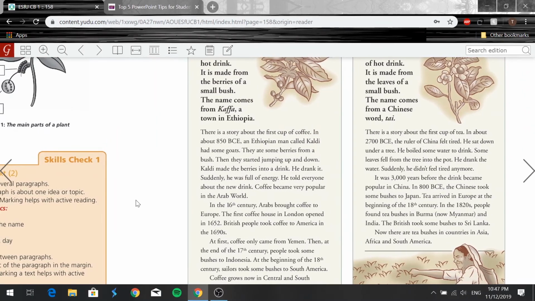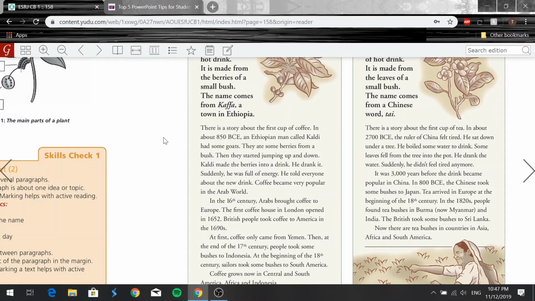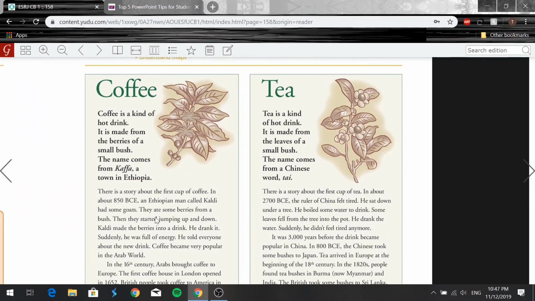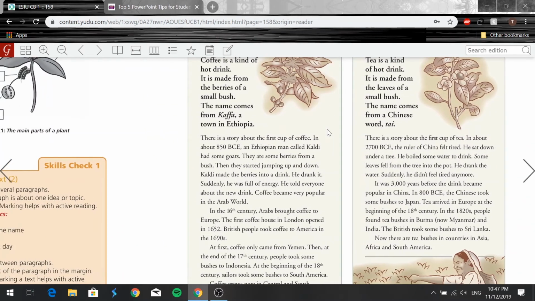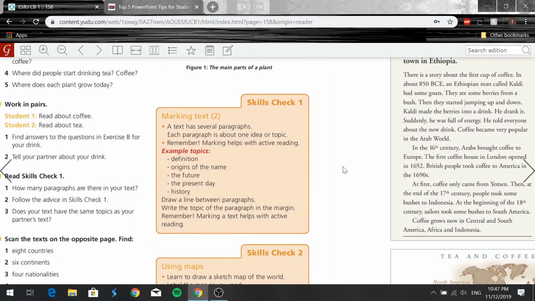Now let's go to countries. So in countries for coffee, we have Ethiopia, right? We have America, we have Yemen, and we have Indonesia. Okay? What about tea? For tea, we have China, Japan, Burma, now known as Myanmar, India, as well as Sri Lanka. Okay? Okay. What about continents?